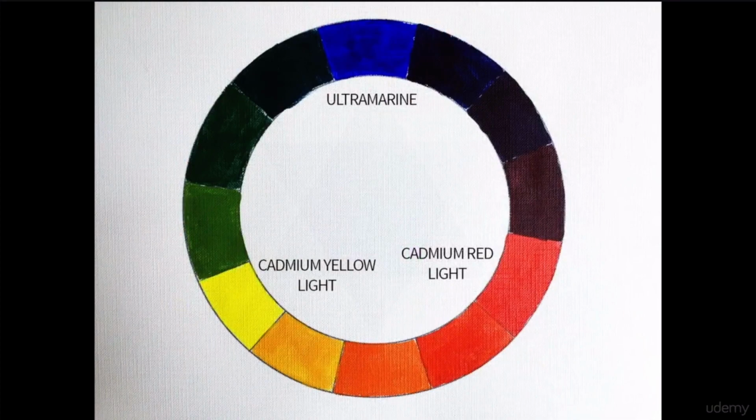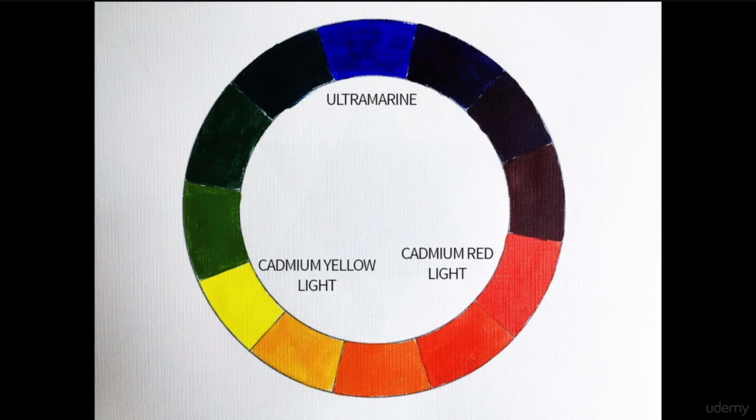Now let's have a look at our color wheel again. If you'll remember, we used ultramarine as our primary blue. We used cadmium yellow light as our primary yellow and cadmium red light as our primary red. This produced a variety of secondary and tertiary colors resulting from these primary colors.